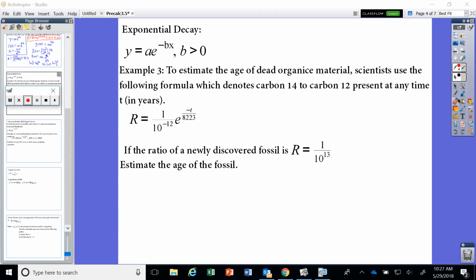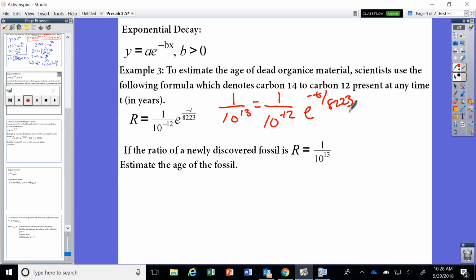Well, if we already know what R equals, let's utilize our model that was given to us. What are we trying to do? Well, age, that's what we're trying to find, time, guys. We're trying to solve for t based on the fact that R is 1 over 10 to the 13th. So really, we're saying that 1 over 10 to the 13th is equal to 1 over 10 to the negative 12th times e to the negative t over 8223. Now it's our job to solve here.